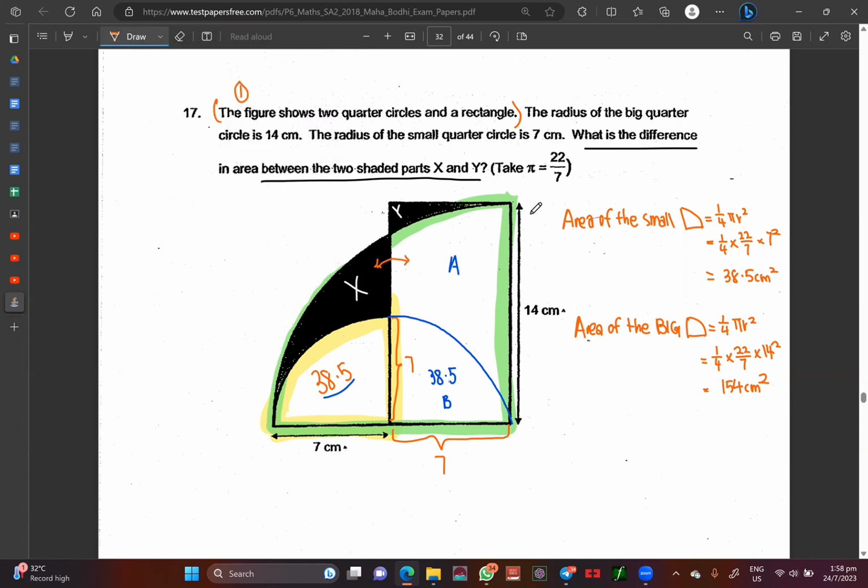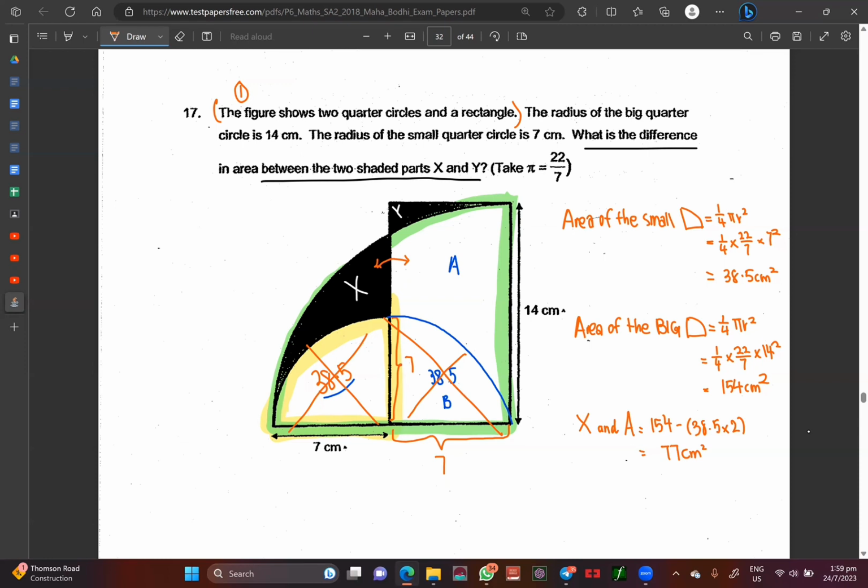Now, why is that so? Because you can see that this green quarter circle, which is the big quarter circle, if I were to minus away this, let me just cross it out now, and if I were to minus away this, isn't it true that I will get X and A? So we write down X and A is equal to the big quarter circle, which is 154, minus away 38.5 times 2. When I have that, I'll get an answer of 77 centimeters square.